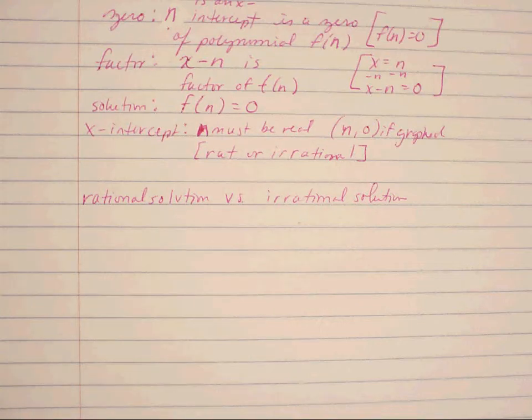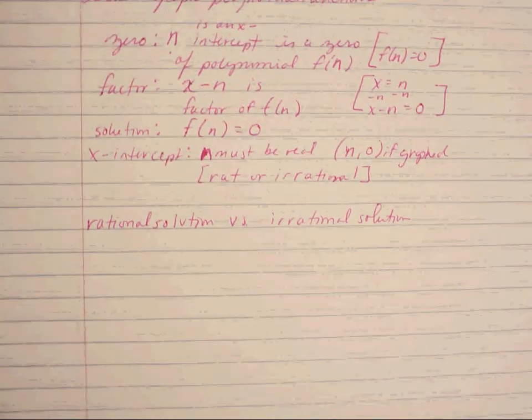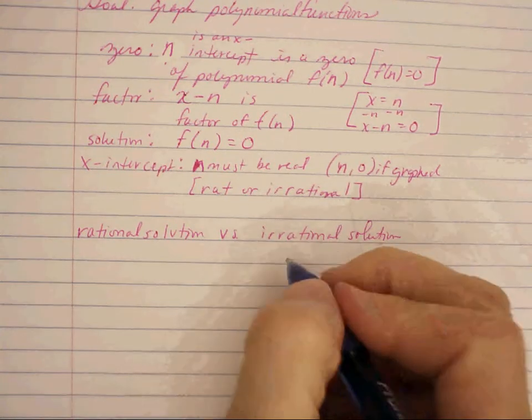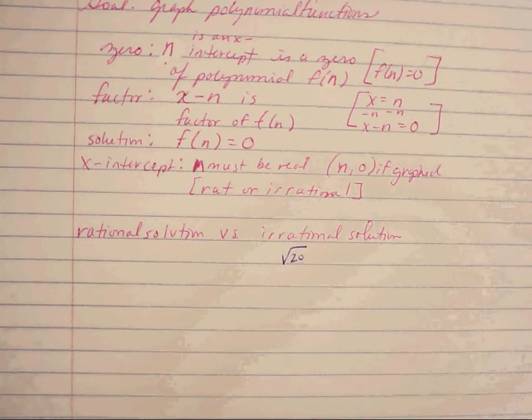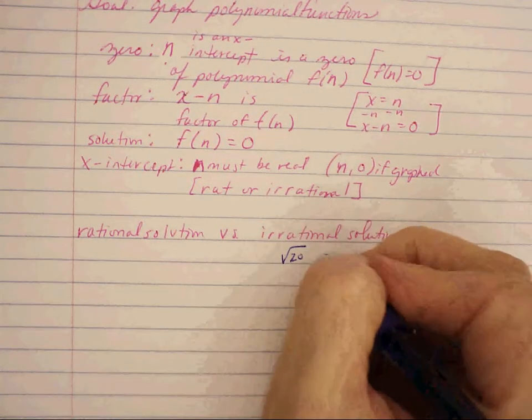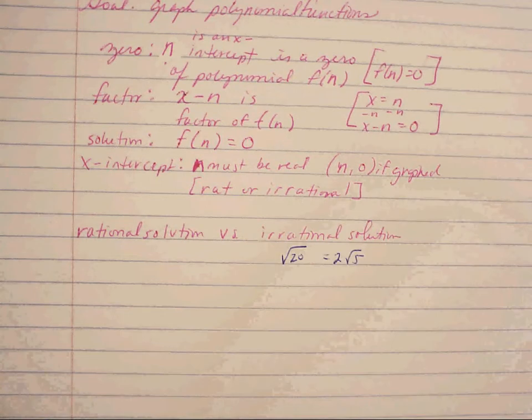And the sort was all about the difference between rational and irrational numbers. So give me an example of an irrational solution. Square root of 20. It's not a perfect square. There's a perfect square in it, square root of 4, right? So that'd be 2 square root of 5 if it was reduced, but it's still irrational.